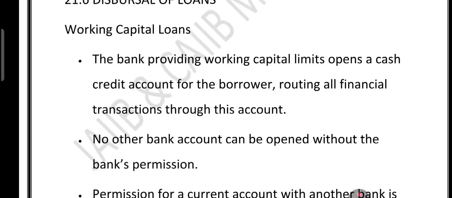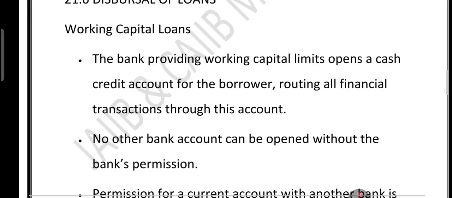So a CC account is just like your current account, with a twist: the borrower can withdraw money up to a limit approved by the bank whenever they need, and the borrower must route all their business transactions through this CC account. And if the borrower needs to open another account in another bank, they must take permission from this particular CC providing bank, and even if that is allowed, the bank will keep an eye on it. Right.